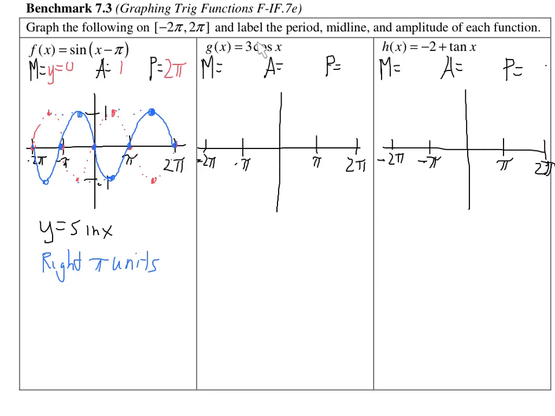Now for g of x here, we have a 3 in front of cosine x. So hopefully you know that 3 means you're going to vertically stretch it 3 units. Let's first find our midline, amplitude, and period. So our midline, will it change? If we're stretching it, will it change? No. It should still be y equals 0.